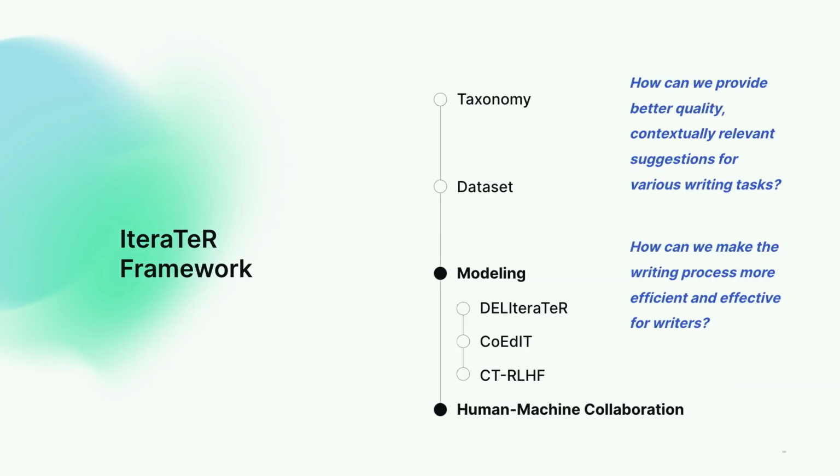So in the next section, I'll cover the various modeling approaches that we explored to model the process using the taxonomy we proposed and the data set we collected. And this will simultaneously address the next two research questions on how we modeled the process better and how can we build writing assistant systems to be much more collaborative and efficient.